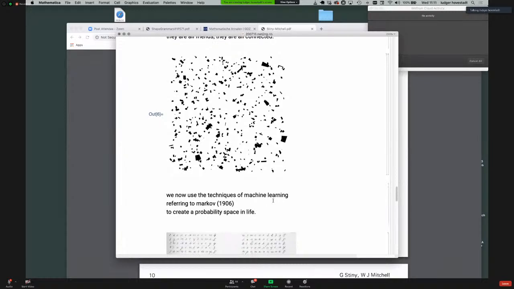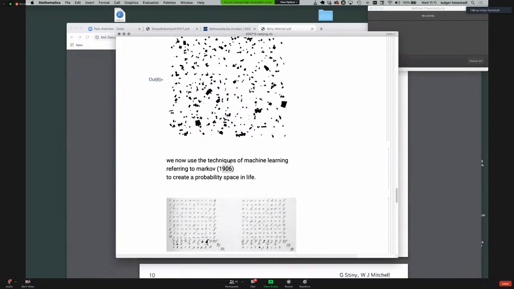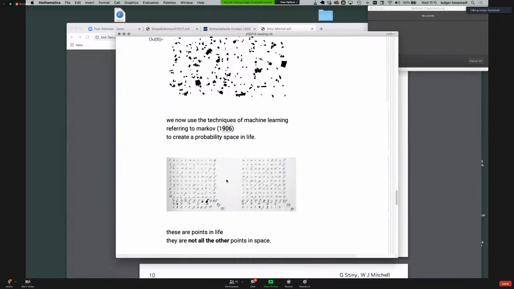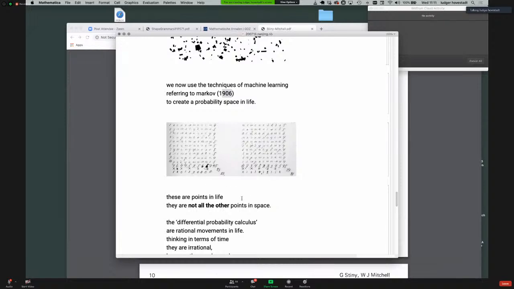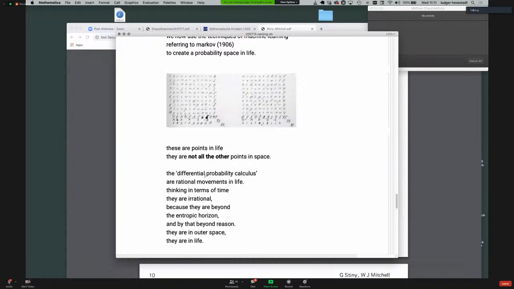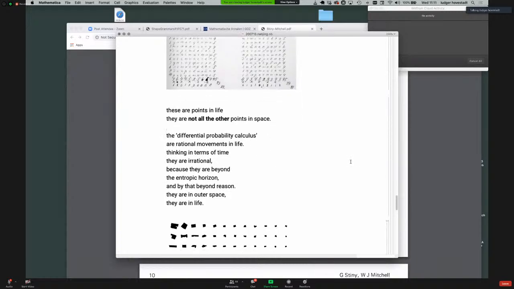We now use a technique of machine learning referring to Markov, 1906. This is the Google predecessor to create a probability space in life. This is how we made it. This is a matrix of Markov. These are the points in life, and they're not all the other points in space. The differential probability calculus are rational movements in life. Now it's symmetrical to the other.